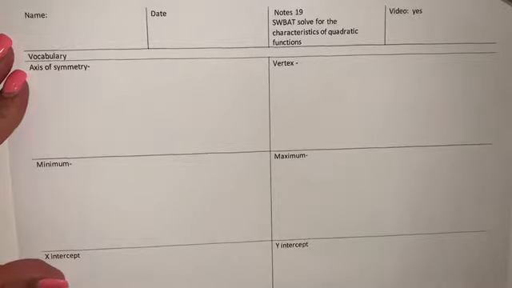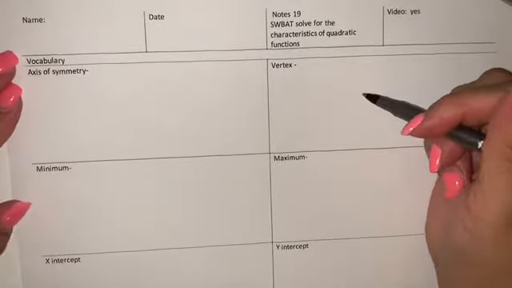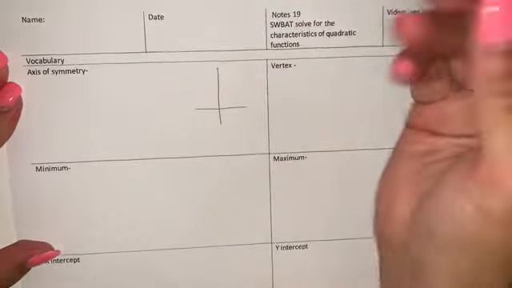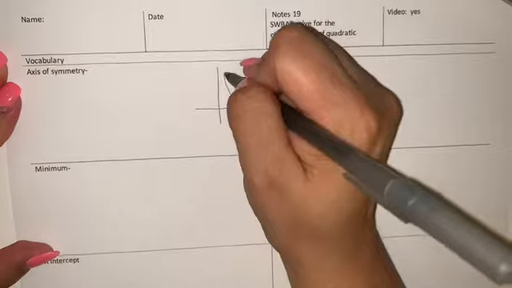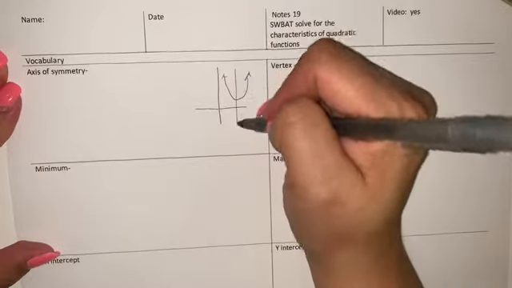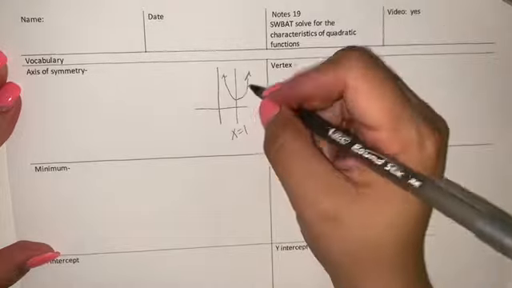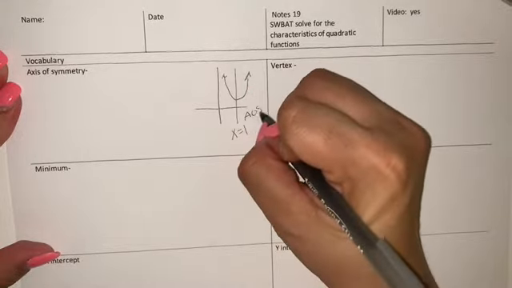We're going to be looking at characteristics of quadratic functions. First thing is axis of symmetry. If I draw a function, let's just say I have this function right here, and if I look at the halfway point, let's just suppose it's x equals 1. That's going to be my axis of symmetry. We call it the AOS.